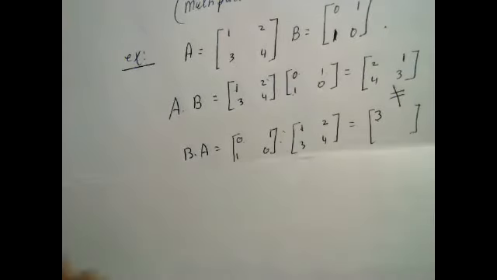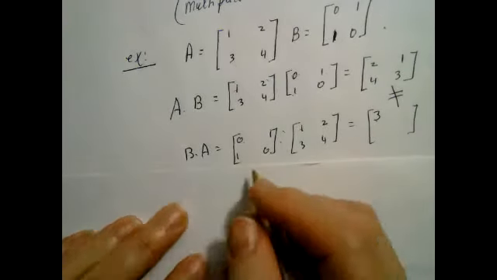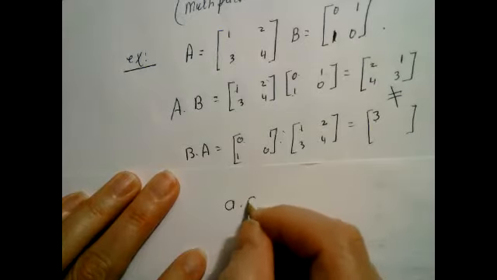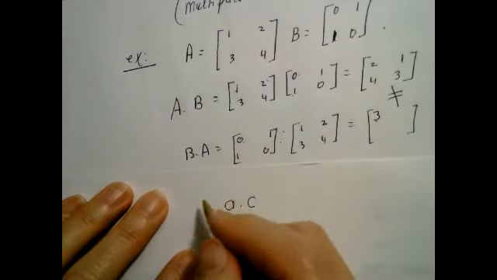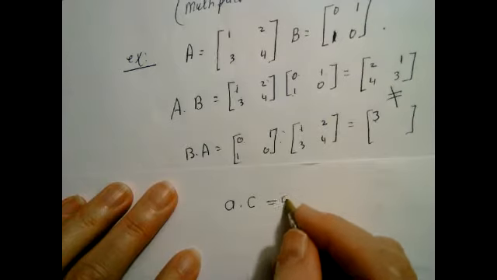So let me ask you the following question. Suppose you're multiplying two numbers, and you get 0.